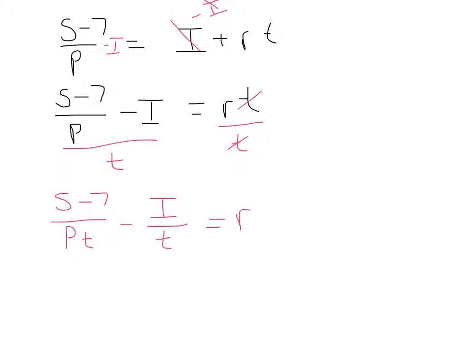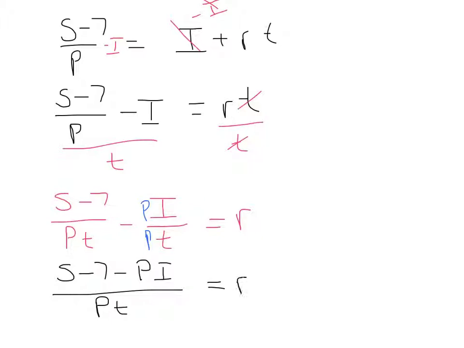And if we want to get the left-hand side and make it into one complete fraction term, we would then take the second part and we multiply the top and the bottom by P. That will now give us a common denominator on the left-hand side. So that will give us S take 7, take away PI, all over PT is equal to R. And that's the answer that we want for that one.